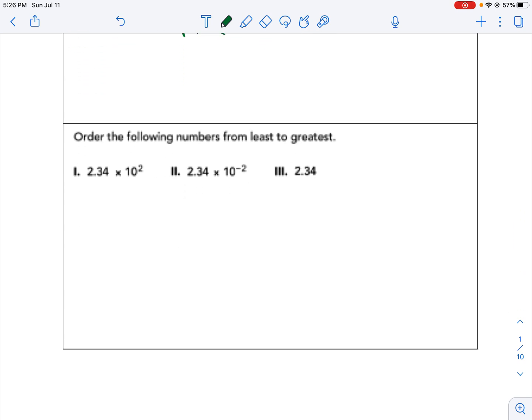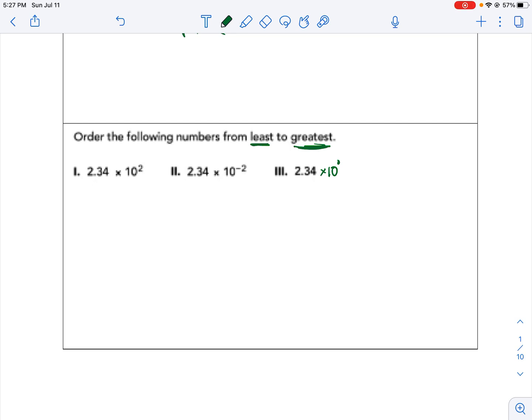So order the following numbers from least to greatest. This last one, we're going to put times 10 to the 0, just to help us out. Now, like I mentioned in the previous example, when we are ordering these numbers, or putting them in order of comparing numbers, the bigger the exponent, the bigger the number. So if we're going from least to greatest, we're going from smallest to largest. We got to pay attention there. We want to start with the smallest number.